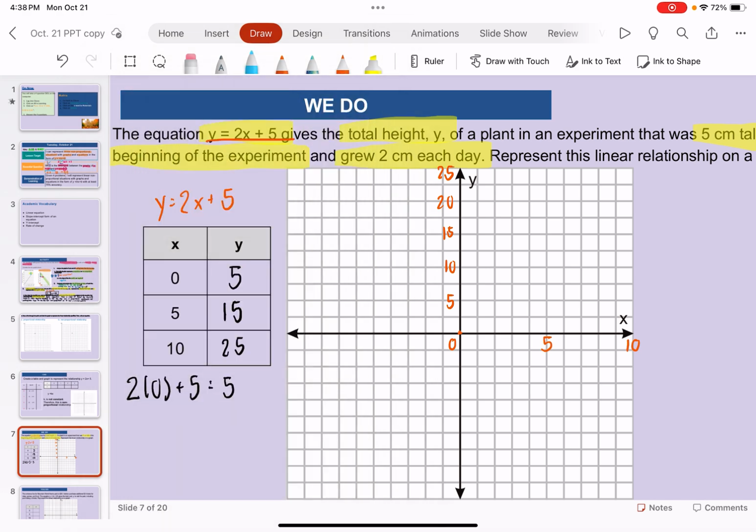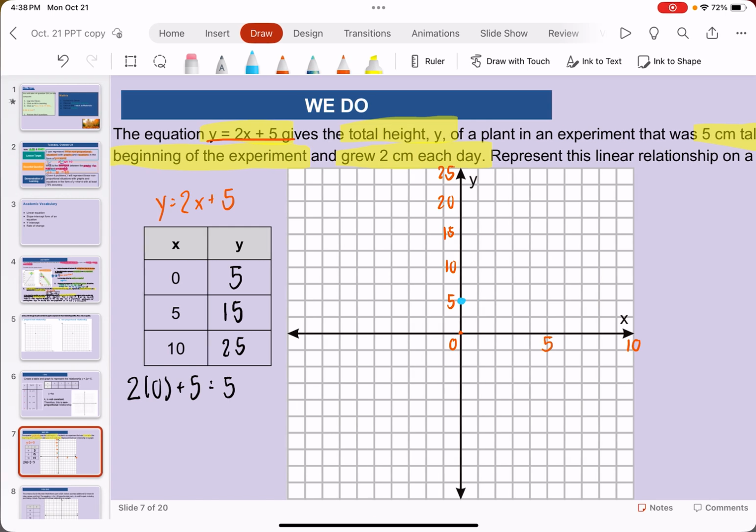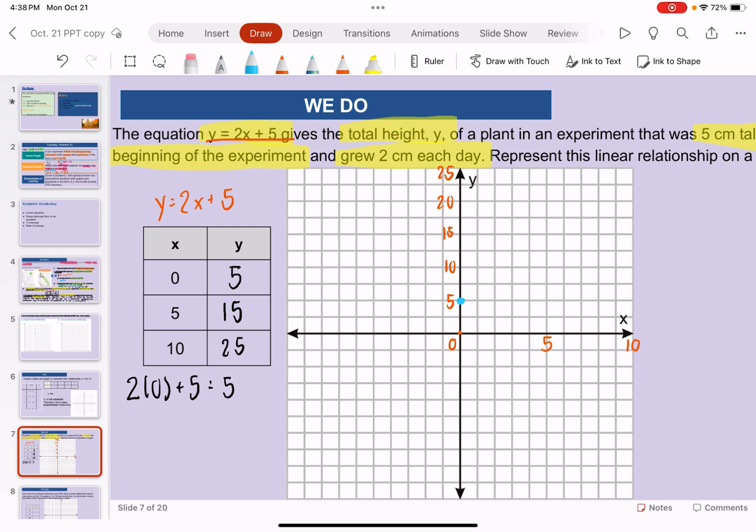Okay, so I have 0, 5. So that first point is right here. I start at the origin, go up 5. Then we have 5, 15. So I start at the origin, go to the right until I see the 5, go up until I see 15. And lastly, we have 10, 25. So start at the origin, go to the right until I hit the 10, go up until I hit the 25. So then draw a line through the points, and this is my graph.